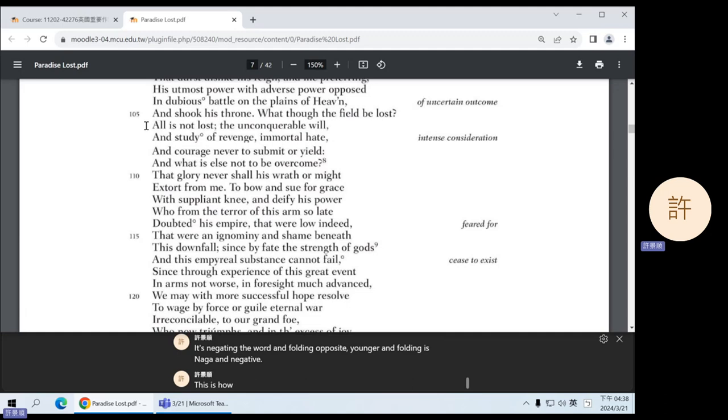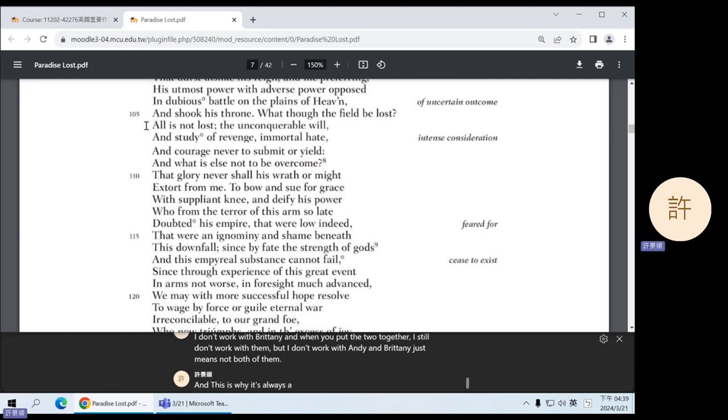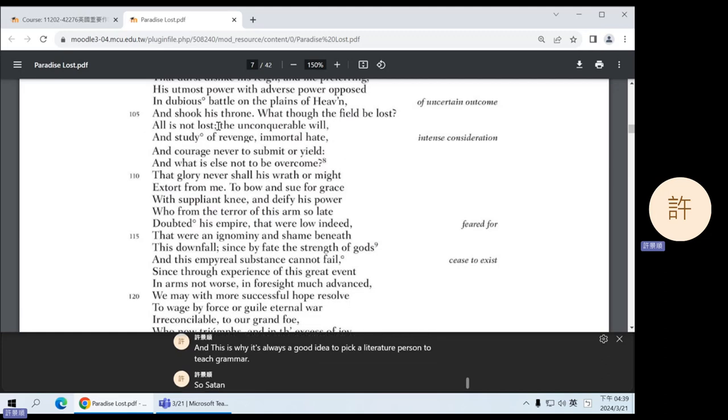This is how negation works in English. So all is not lost means we did not lose everything. It does not mean we have prevented everything from being lost. If you want to negate more than one thing, you have to use or. I don't work with Andy or Brittany means I don't work with Andy, I don't work with Brittany, and when you put the two together, I still don't work with them. But I don't work with Andy and Brittany just means not both of them. And this is why it's always a good idea to pick a literature person to teach grammar. So Satan is saying, okay, we lost. So what? We didn't lose everything.